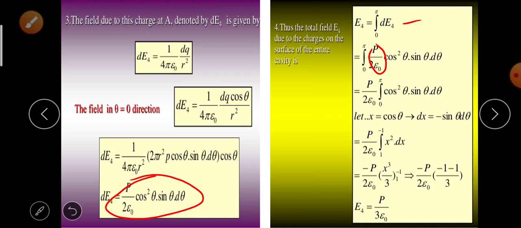Now substitute the limits. When θ is equal to 0, x is equal to cos 0, which is 1. When θ is equal to π, x is equal to minus 1. Therefore P by 2 epsilon naught integration from 1 to minus 1 of x squared dx. Therefore minus P by 2 epsilon naught, the integral of x squared is x cubed by 3, with limits 1 to minus 1. Therefore minus P by 2 epsilon naught into (minus 1 by 3 minus 1 by 3). Therefore E4 is equal to P by 3 epsilon naught.